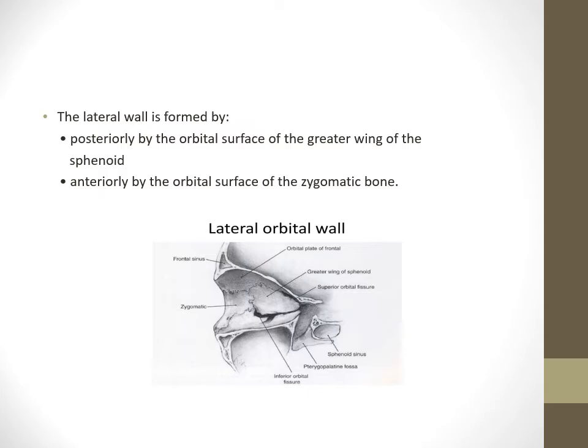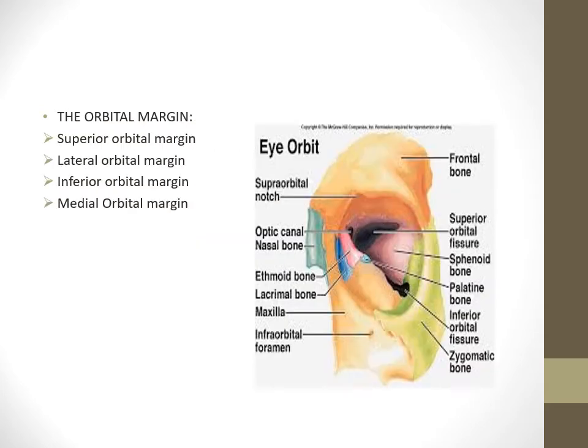So the lateral wall is formed posteriorly by the orbital surface of the greater wing of sphenoid and anteriorly by the orbital surface of the zygomatic bone. Next is the orbital margins. There are four orbital margins: the superior, lateral, inferior, and medial orbital margins. The superior orbital margin is formed by the frontal bone, which has the supraorbital notch.